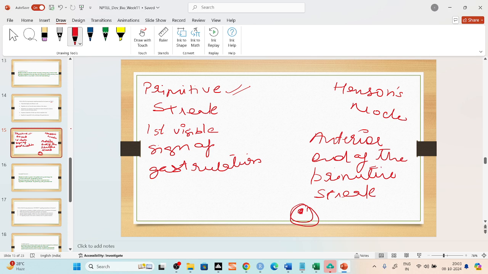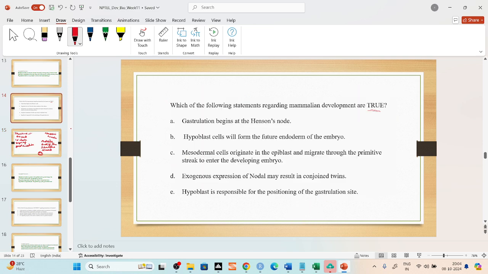So first your primitive streak is formed, which is the first visible sign of gastrulation. And then as your primitive streak starts elongating, your epiblast cells come and join, and therefore at the anterior end of the primitive streak your Hensen's node is formed. And this Hensen's node works as an organizer, where the transcription factors and other chemical signaling molecules drive the induction of tissue formation. So this is your first option. Is it true or false? It is false, because now we know that gastrulation does not begin at the Hensen's node, it begins at the primitive streak. So this is your false statement.